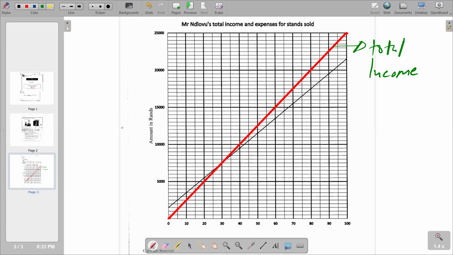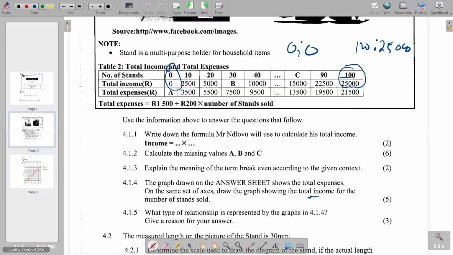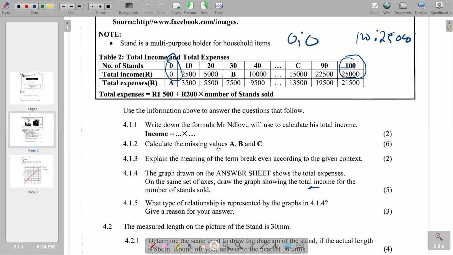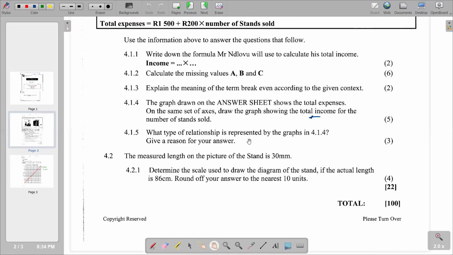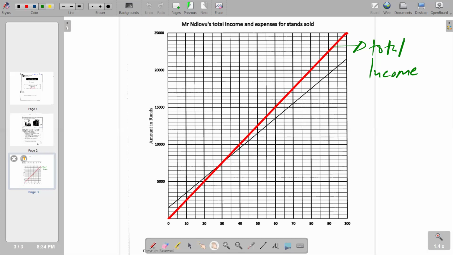So basically, that's what we have on that part. Then we go to the next question, which is: what type of relationship is presented by the graphs in 4.1.4? Give a reason for your answer. So the question is asking us for the relationship that is being presented by these two curves that we have here.